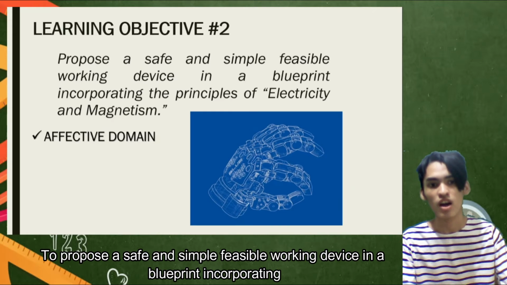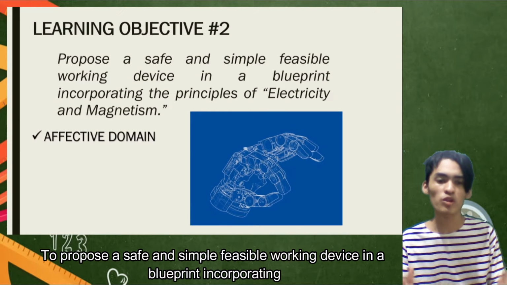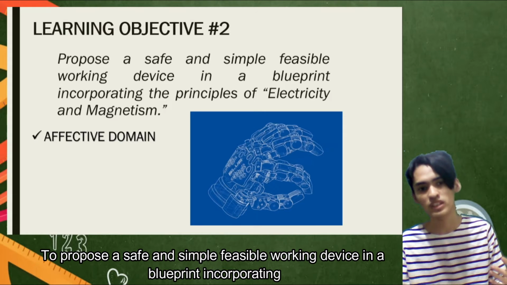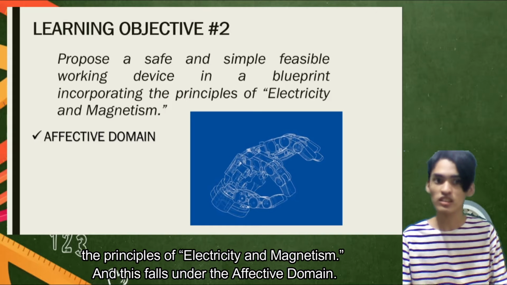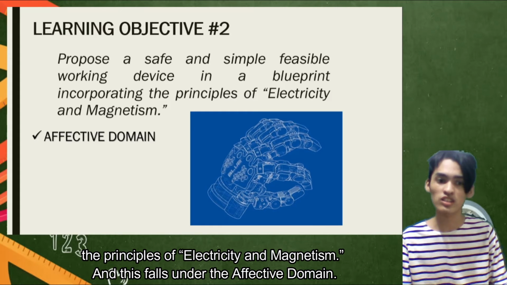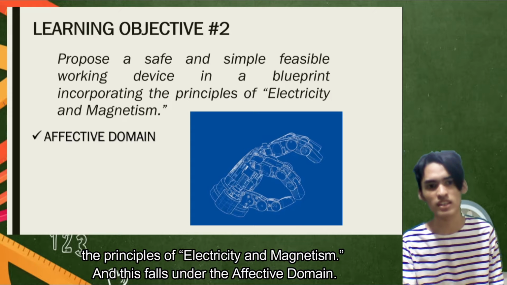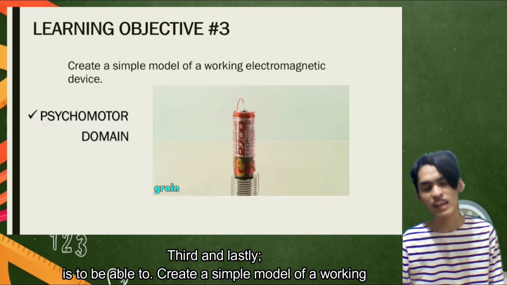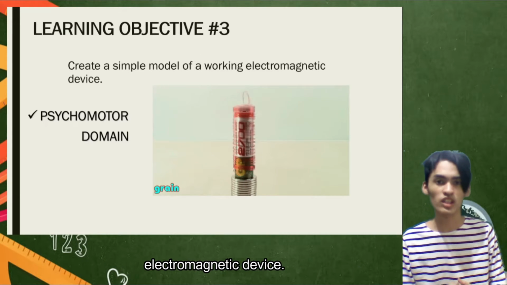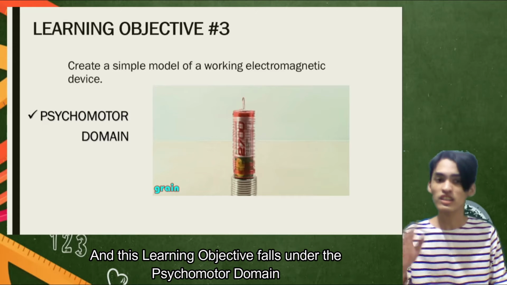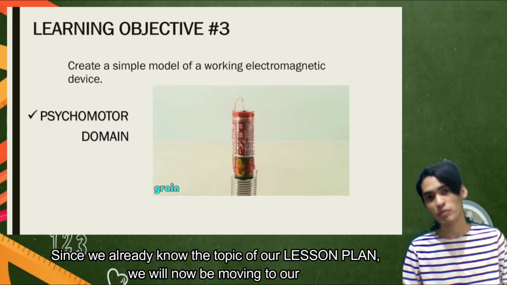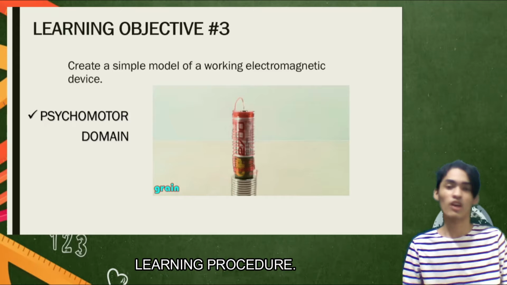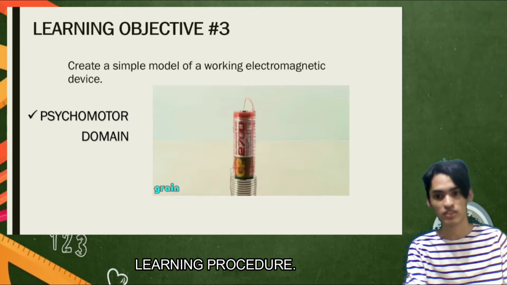Second, to propose a safe and simple visible working device in a blueprint incorporating the principles of electricity and magnetism, and this learning objective falls under the category of affective domain. Third and lastly, create a simple model of a working electromagnetic device. This learning objective falls under the psychomotor domain. Since we already know the topic of our lesson plan, we will now be moving to our learning procedure.